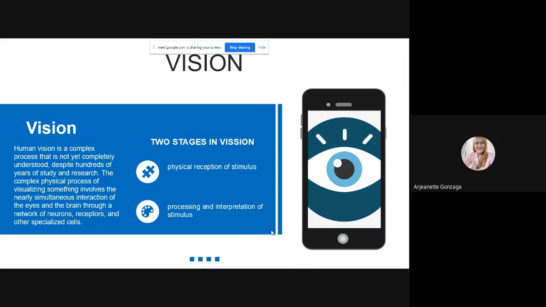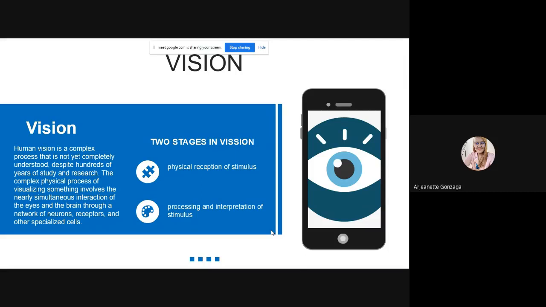Yan yung sa ating physical reception. How about dun sa processing and interpretation ng signals? Nandyan yung size and depth. Sa size and depth, the visual angle indicates how much a viewed object occupies, which relates to size and distance from the eye. Visual acuity is the ability to perceive detail, but with limited perception.